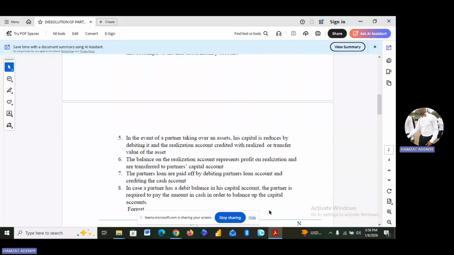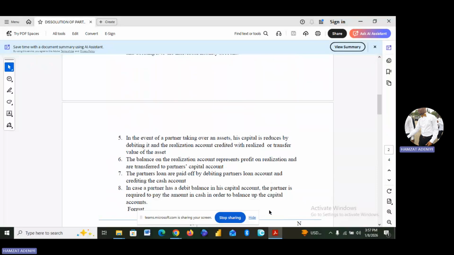When the amount realized from the sale of the asset is more than the net book value of the asset, we see that we have made a profit on realization. But if the reverse is the case, when the net book value of the asset is greater than the cash realized from the sale of the asset, we say there is a loss on realization.